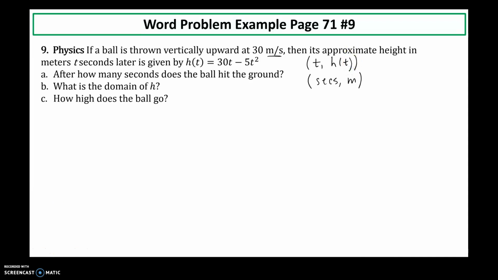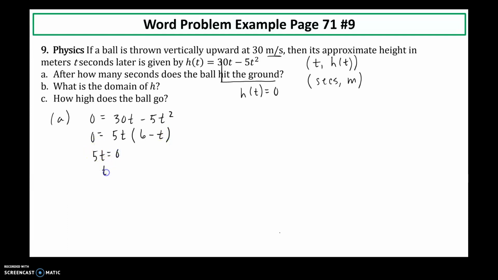After how many seconds does the ball hit the ground? So when will it hit the ground? The ball hits the ground when the height is equal to 0. So for part A, I'm setting my function equal to 0 and solving for t. Okay, t just happens to be my variable here. Two terms, they have a 5t in common. So when I factor that out, I'm left with 6 minus t. So setting those equal to 0, I get 0 seconds. And I get 6 seconds.